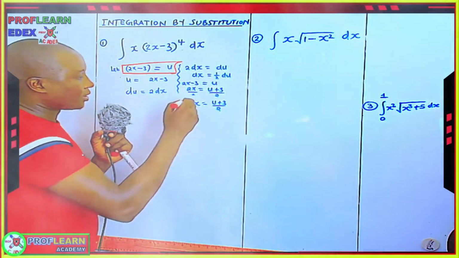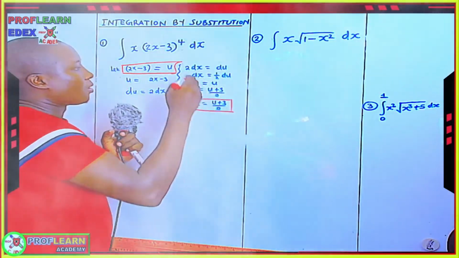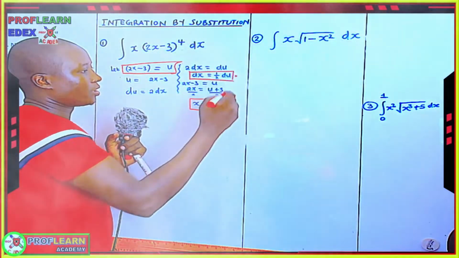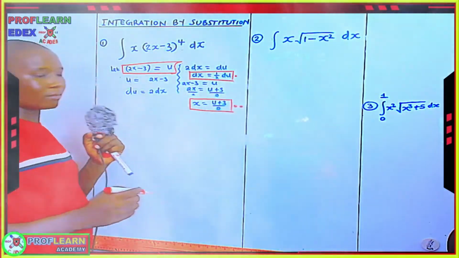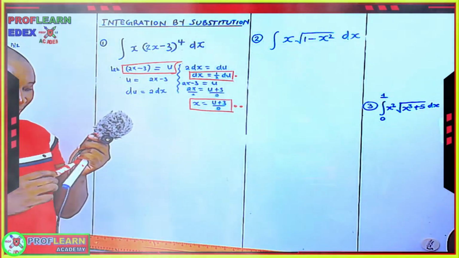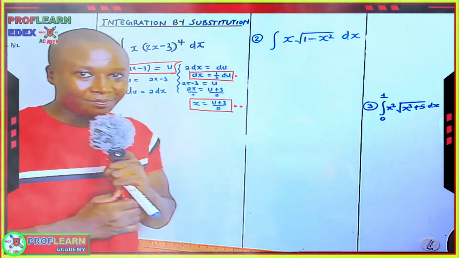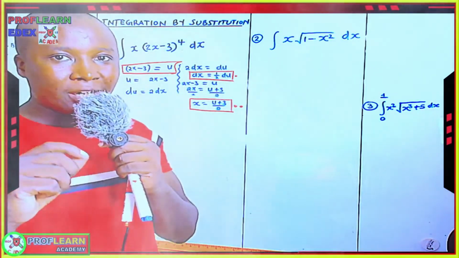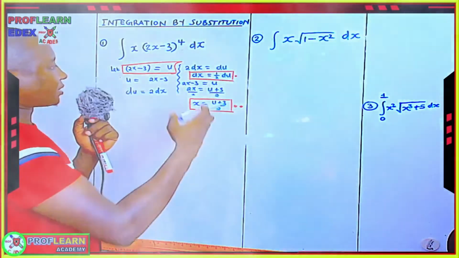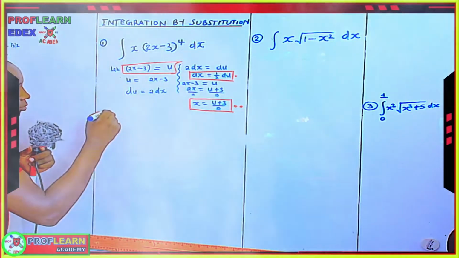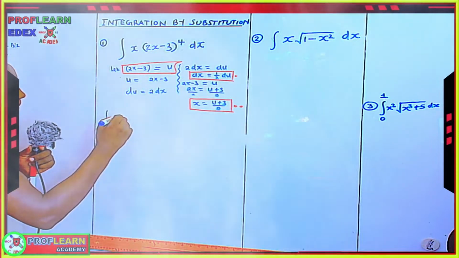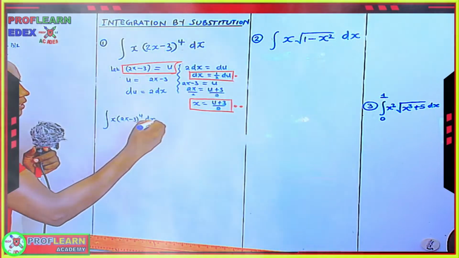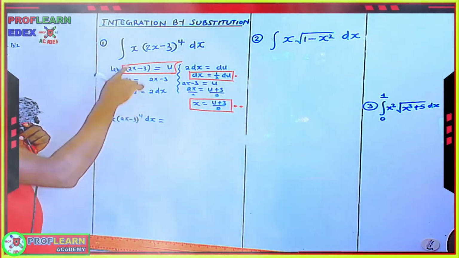So at that point of time, what I want you to do is substitute where you have x with u plus 3 over 2, and where we have dx, we are going to substitute du. So this integral that we were having here, which is x into 2x minus 3 power 4 dx, can be written as: anywhere we have x, we are going to write this. So it will be the integral of u plus 3 over 2, times u power 4, and then we are having this dx, but dx can be replaced with 1 over 2 du.